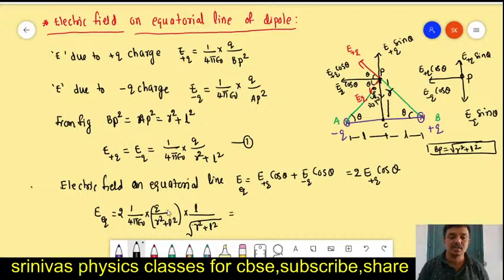If you simplify this, Q into 2L will be in the numerator: 1 by 4 pi epsilon naught into Q into 2L. Q is there, 2 is there, L is there. Q into 2L is p, by R square plus L square whole power 1, and this one is R square plus L square whole power 1 by 2. Since the bases are the same, powers we should add. Then you will get whole power 3 by 2. This is the electric intensity on the equatorial line. Okay, you take the screenshot and note it.